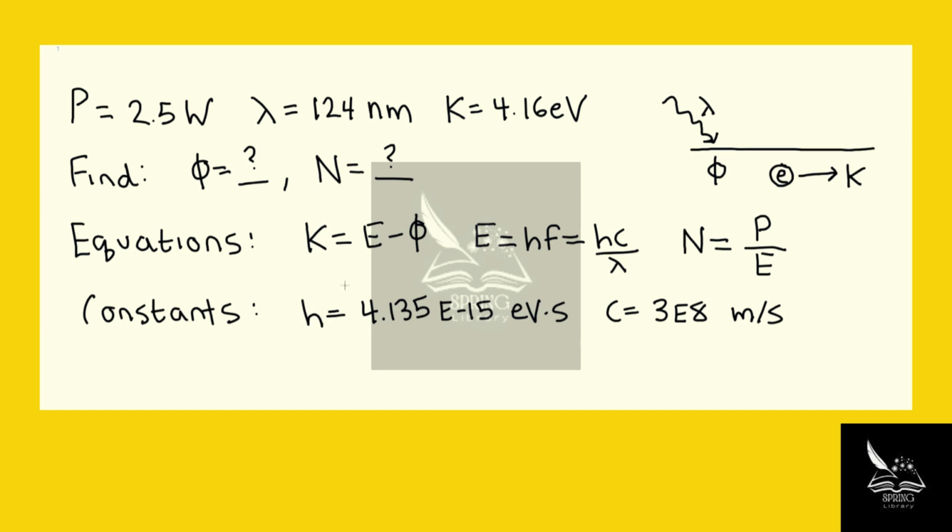Constants we'll need to use are Planck's constant. I have it quoted in electron volts seconds, which will be more useful than using it in joules per second. Because we're given kinetic energy in electron volts, and we're asked for work function in electron volts, it makes sense to be using electron volts for h. We also have the speed of light, which is approximated well by 3 times 10 to the 8 meters per second. Okay, so let's jump into it.